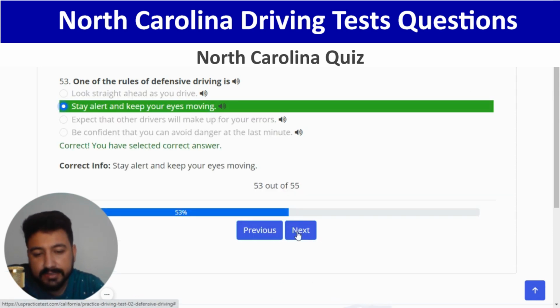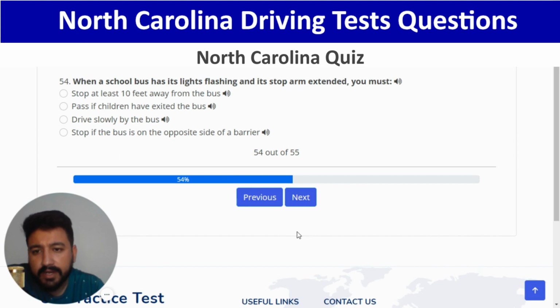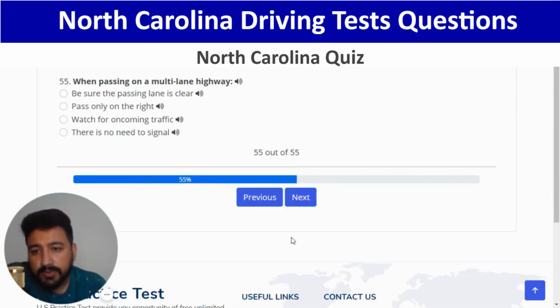And next. Second last question is when a school bus has its lights flashing and its stop arm extended, you must. So the right answer is stop at least 10 feet away from the bus, which is the first option. And next. The last question is when passing on a multi-lane highway. So the right answer of the last question is be sure the passing lane is clear, which is the first option again. This is the correct one.